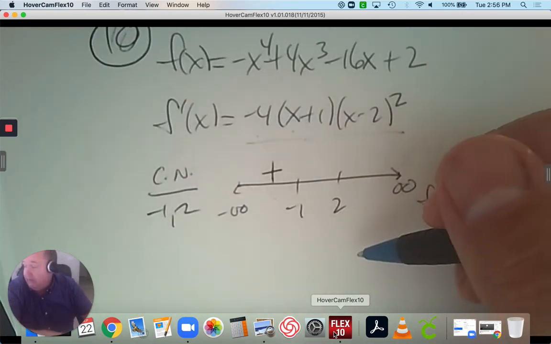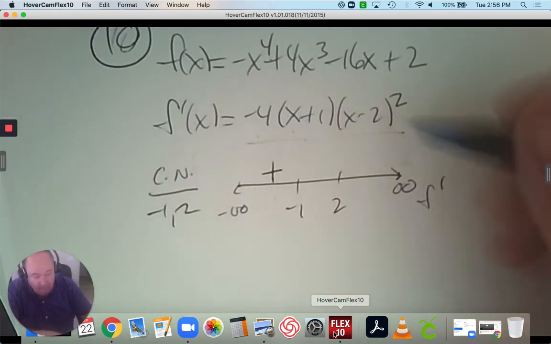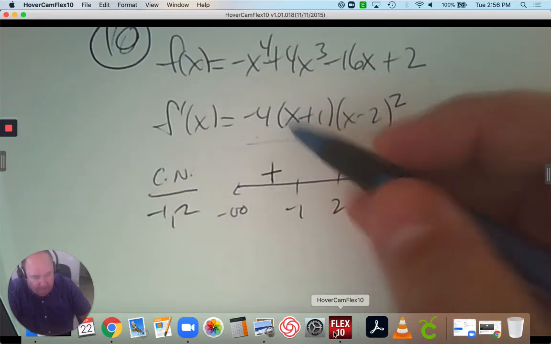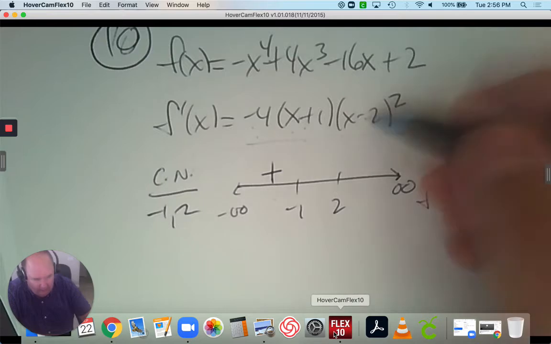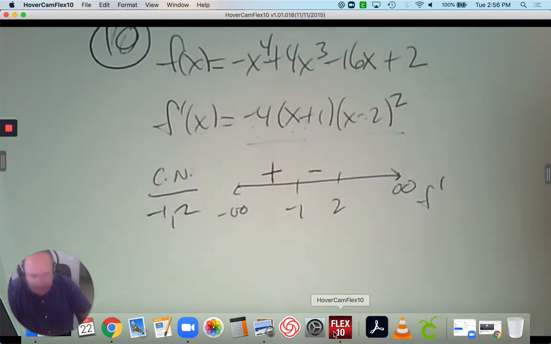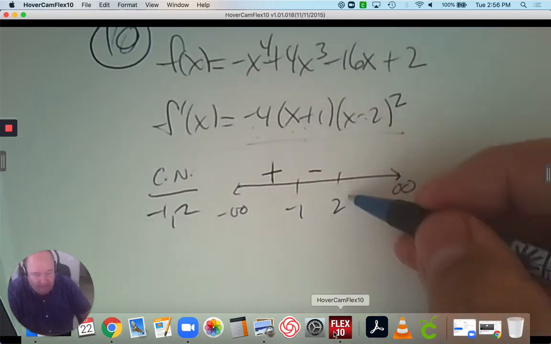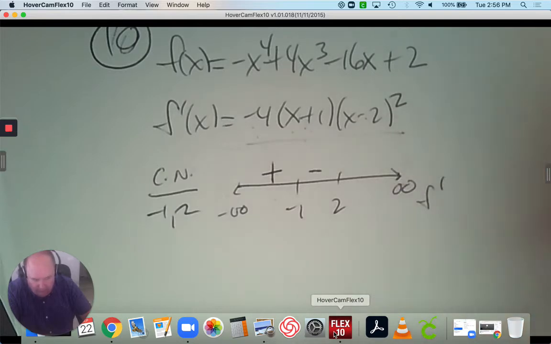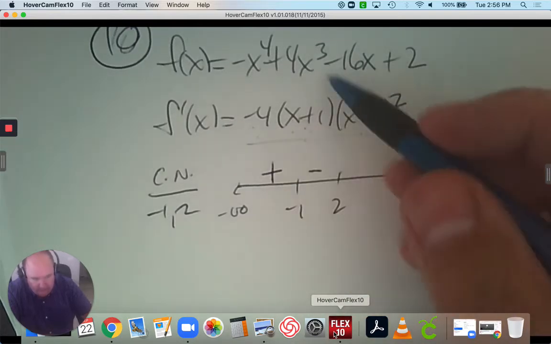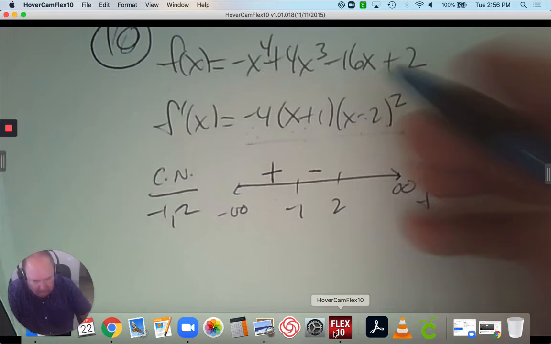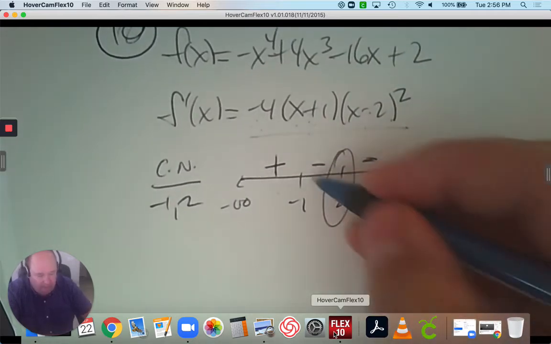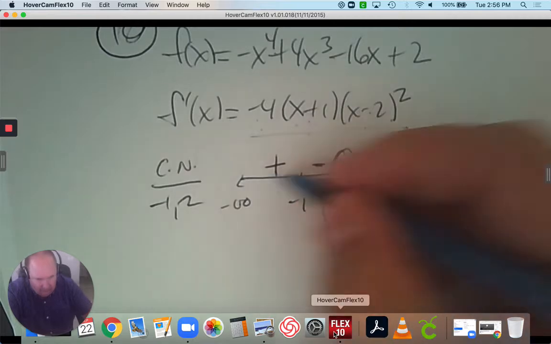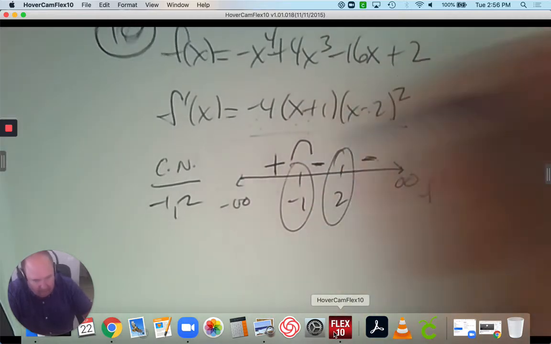Pick a number between negative 1 and 2, like 0, and you get a negative times a positive times a positive, which is negative. Then pick a number bigger than 2, like 3 or 4. You get a negative times a positive, which again is negative. So this is not a turning point because the signs don't change. But this is. So it increases and then decreases.